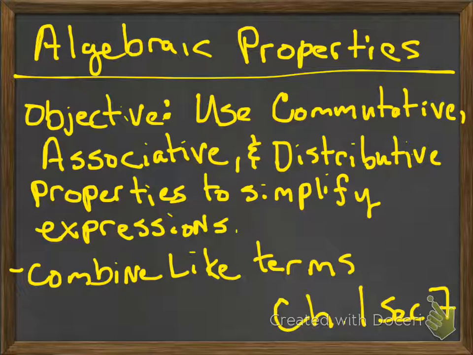This is Algebraic Properties. Our objective is to use commutative, associative, and distributive properties to simplify expressions. And we're going to combine like terms. Now if you wanted to follow along in the book, you would look at Chapter 1, Section 7.